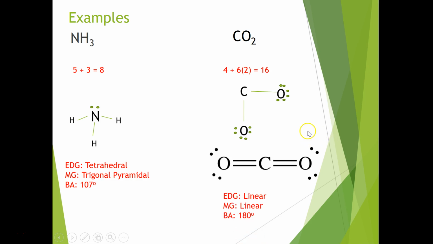Now here, there's 2 electron domains, so both the domain and molecular geometry will be linear, and the bond angle will be 180 degrees. Now again, look at compounds, practice drawing Lewis structures. This is a pretty foolproof method as long as you follow the steps each time.